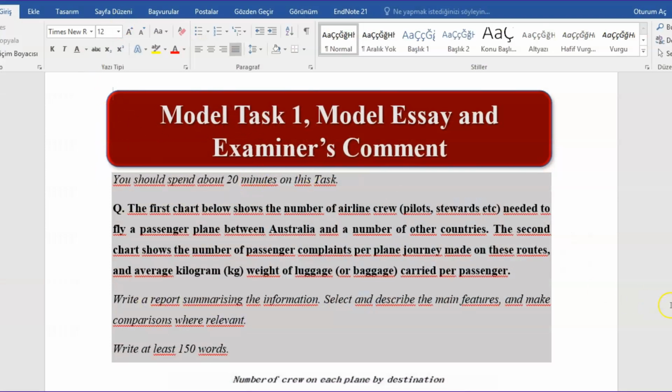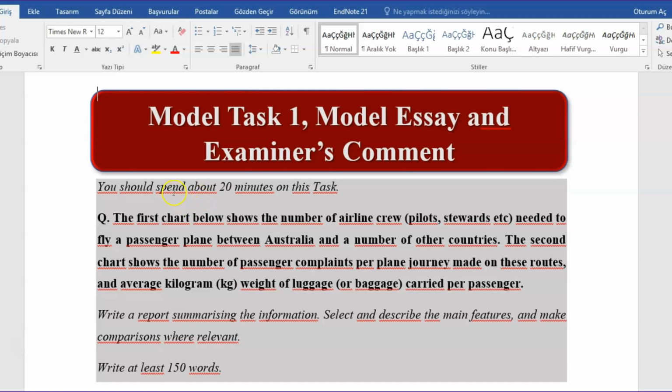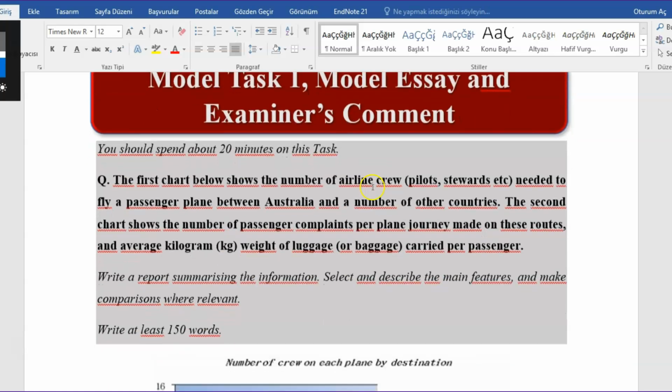Pay attention that you should spend about 20 minutes on this kind of question, not more than this, okay?